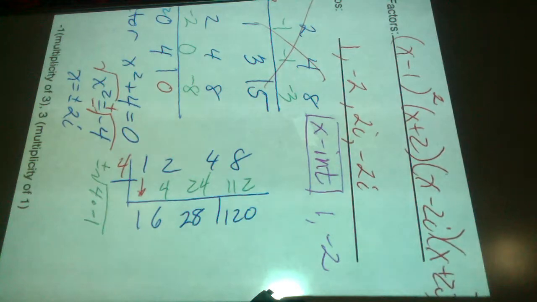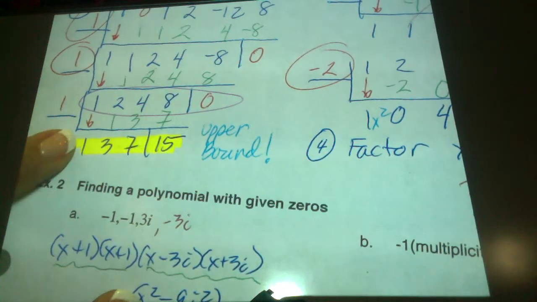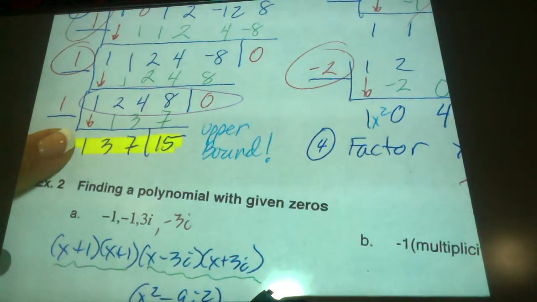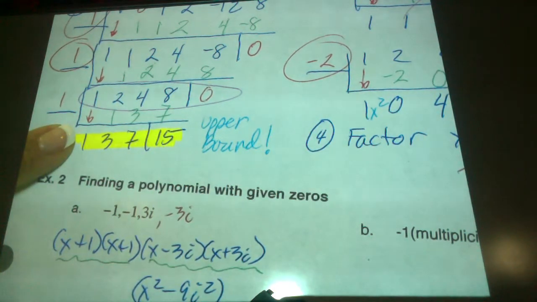For me, because I started with 1 and then checked its multiplicity all the way down, I go, oh, those are all positive numbers. I know there can't be any positive choices bigger than 1, so I don't have to test 2, 4, or 8. That's why it's to your benefit to start in the middle and work your way out. You should give us all 1s on this.